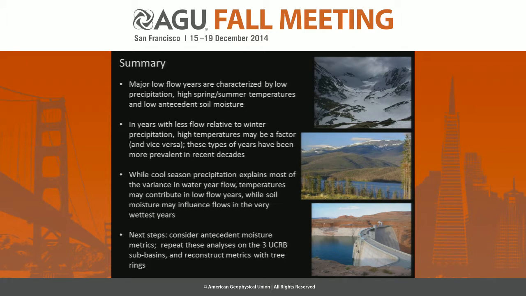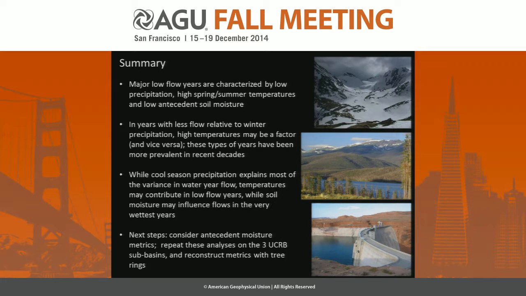So to summarize, the major low-flow years, not surprisingly, are characterized by really low precipitation, high temperatures, and low antecedent soil moisture. In years where there's less flow relative to winter precipitation, high temperatures may be a factor, and vice versa. And these types of years, where temperature seems to be maybe influencing the efficiency of precipitation, are more prevalent. We're seeing a trend in the warmer temperatures. While cool season precipitation explains most of the variance in the streamflow, temperatures may contribute in low-flow years. I'm not sure that we can really say that, but soil moisture may influence flows in the very, very wettest of years. And as I said, this is the first step of this project.